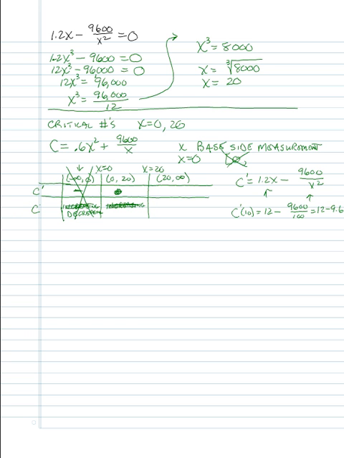Now, I made a calculation error over here. When I chose x to be 10, and I'm testing the derivative when x is 10, 1.2 times 10 is 12, but 9600 divided by 10 squared is 9600 divided by 100. And 9600 divided by 100 is 96. And 12 minus 96 is negative. So this function is decreasing.